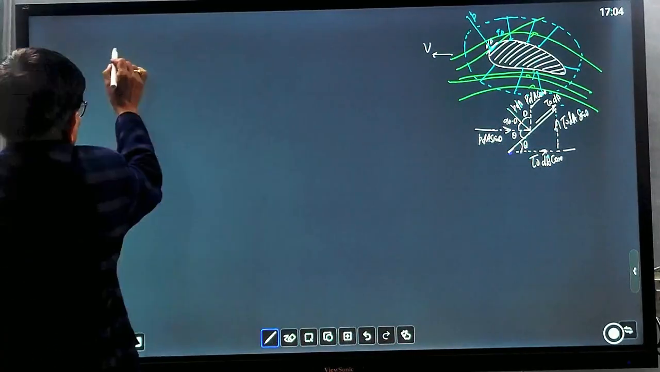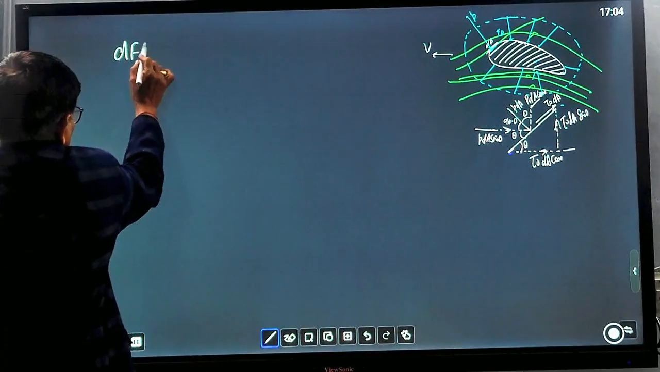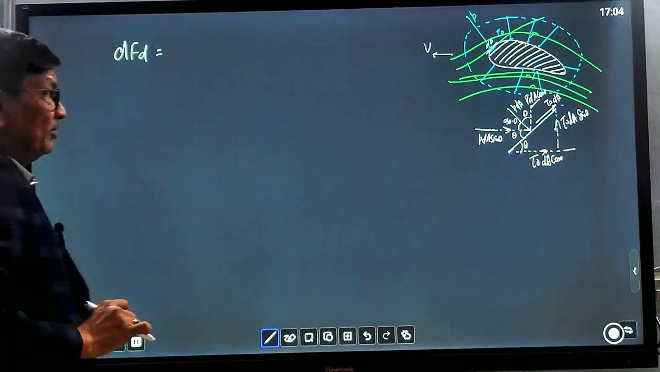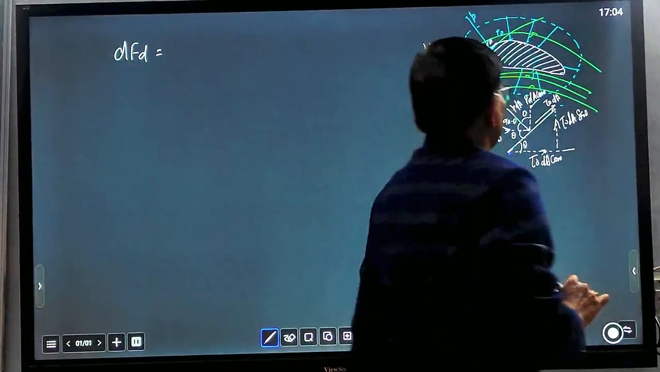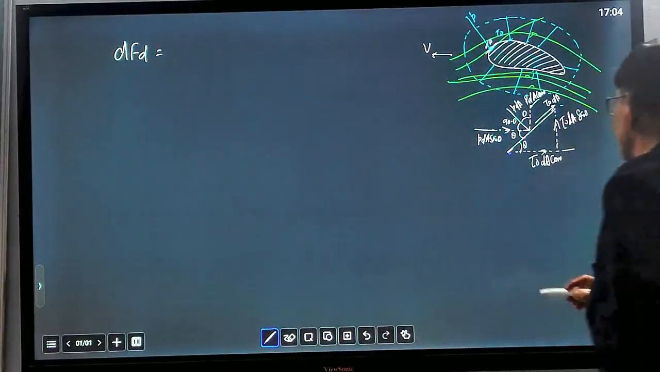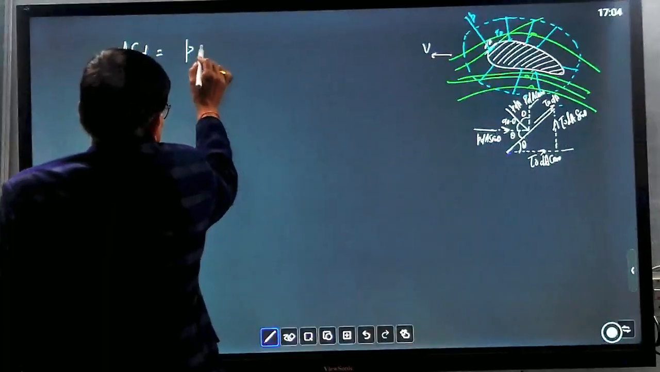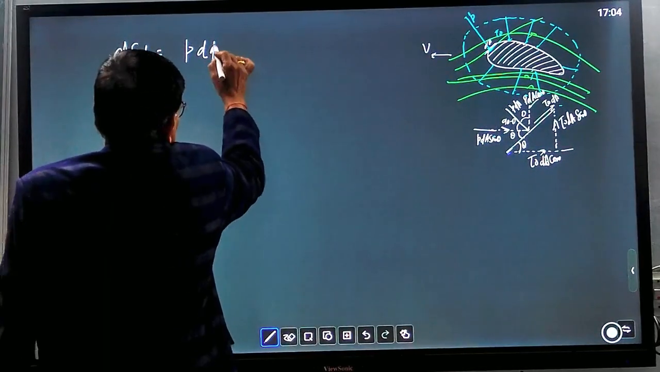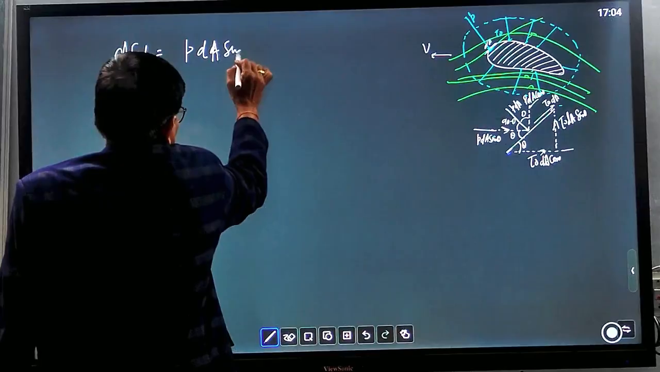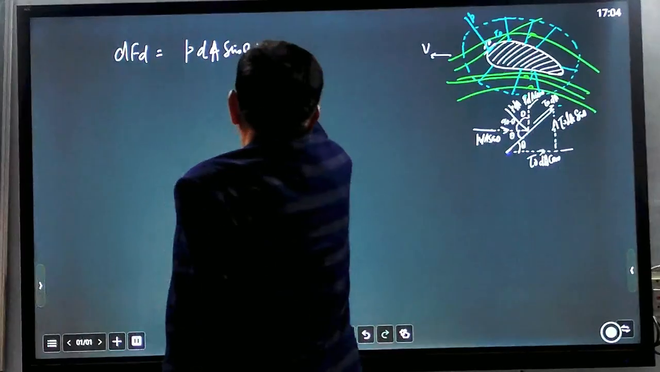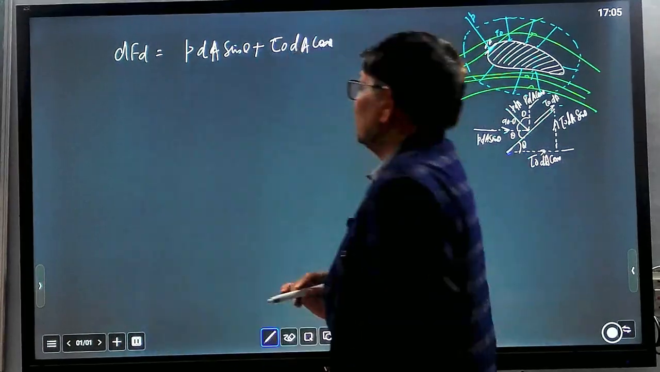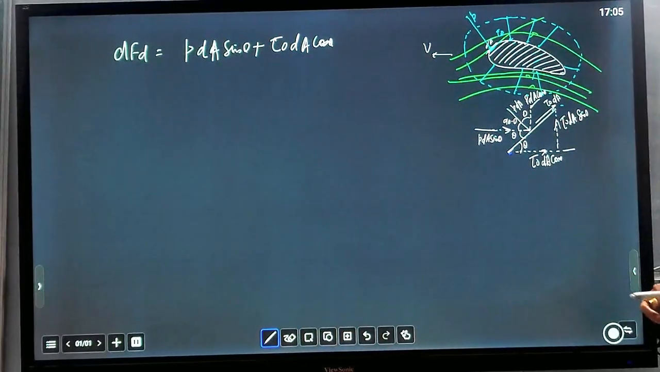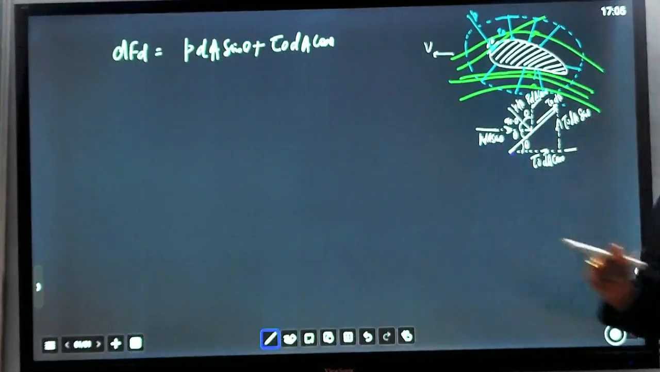So dFD, the drag force acting, is the horizontal force. The drag force equals P dA sin theta plus tau naught dA cos theta. This is the drag force acting on a very small elemental area.